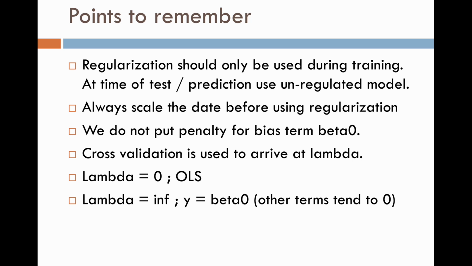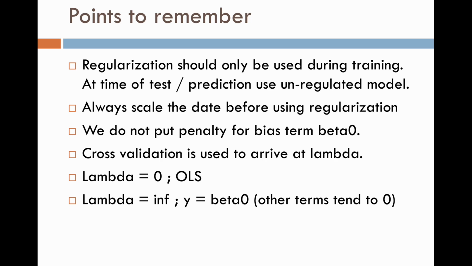But if lambda is infinity, what will happen? Then y will approach beta naught. Why? Because every other term except beta naught, on which we have not put a penalty, will tend towards 0 because lambda is so high. The optimizer will see that lambda is so high, and the only way it can compensate is to bring all the coefficients down to 0. And what will remain is beta naught. So for every prediction you will get beta naught.